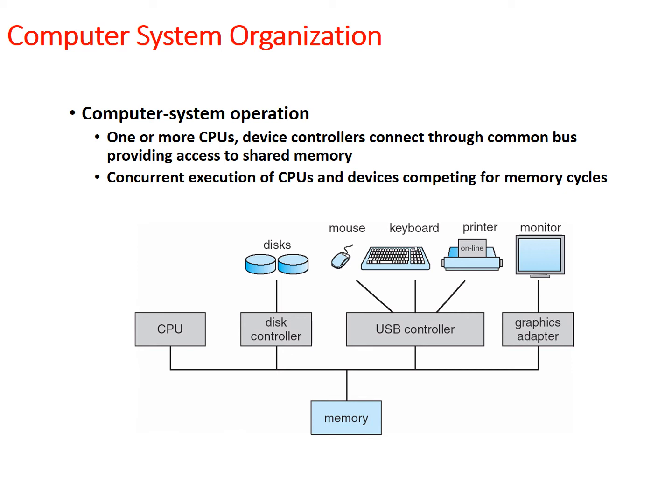Concurrent execution of CPUs and devices competing for memory cycles. This is the CPU, disk controller, disks, mouse, USB controller, memory, keyboard, printer, monitor, graphics adapter. This is the computer system organization.